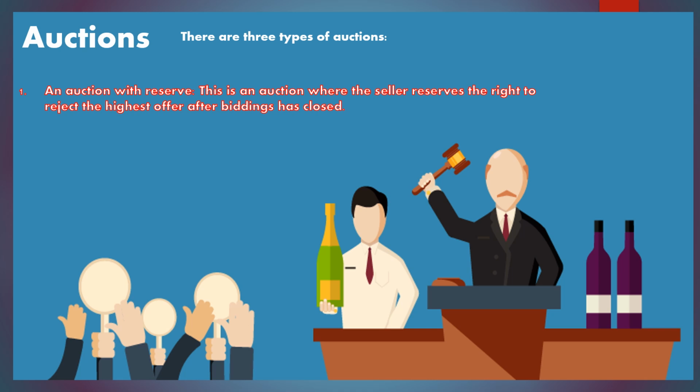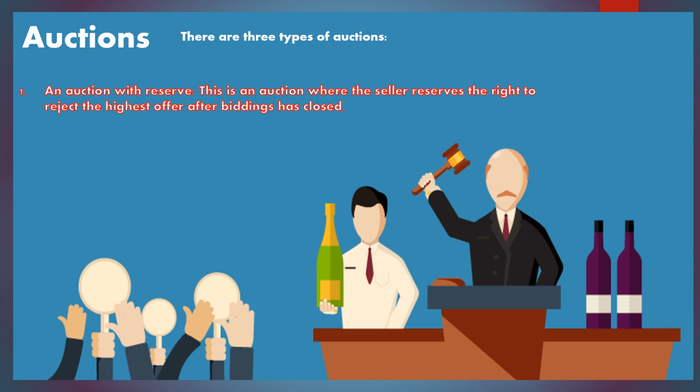What's the purpose of an auction generally? To make a profit. If you've invested $100 in something and the highest offer is $10, why would you sell it? Right? So you reserve the right to reject the highest offer after the bidding is closed.